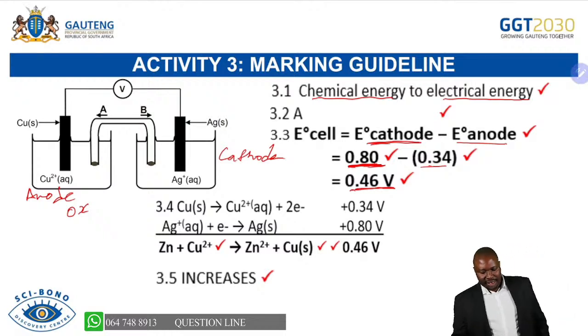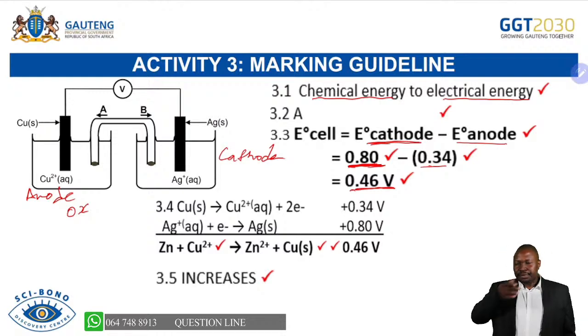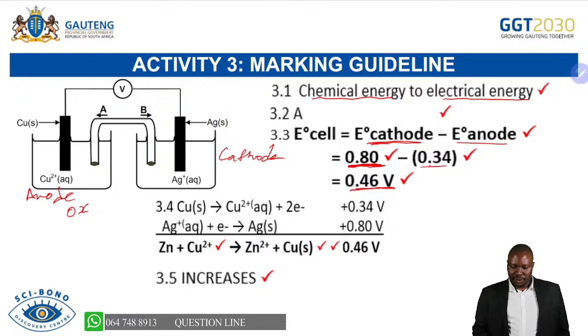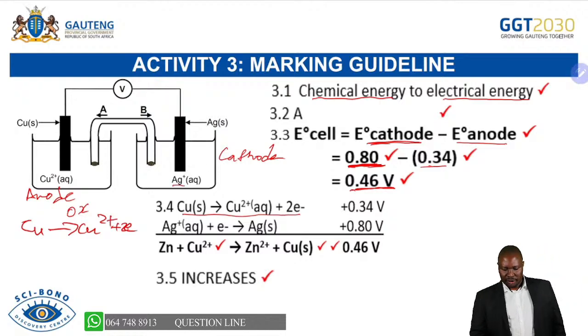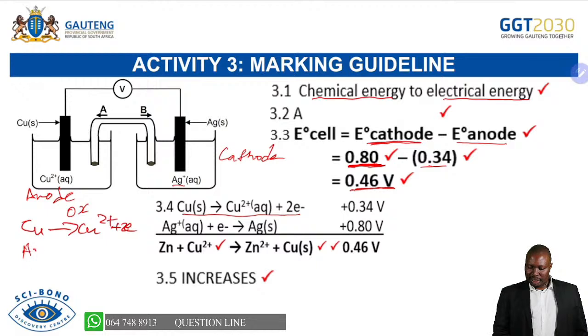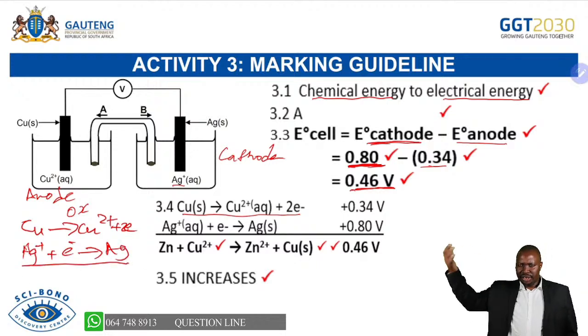On the question that was saying, find the overall or net cell reaction. Remember what we said? The anode is an ox, which means copper will lose electrons. It will form Cu2+ plus 2 electrons, which is the first reaction we're having there. On the silver one, remember the ion in silver is 1+, so it must be 1 electron that is gained there. Ag+ plus an electron forms Ag. What makes this gain electrons? It has a higher standard reduction potential.